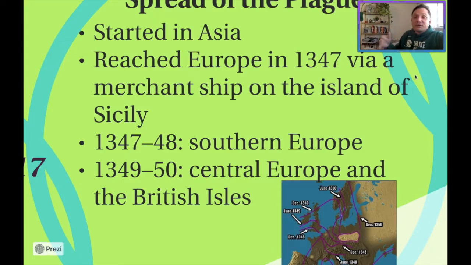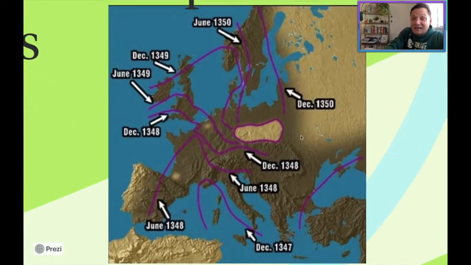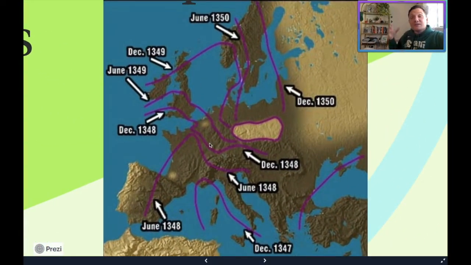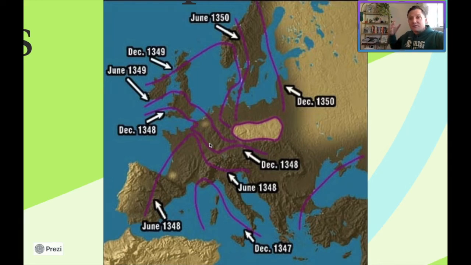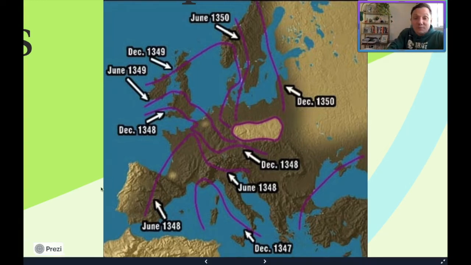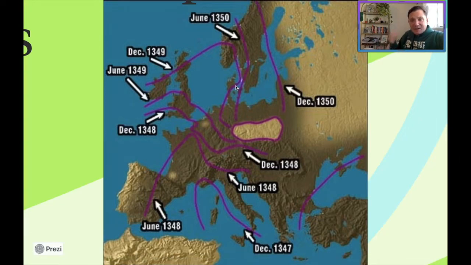And by 1347 to 1348, southern Europe is going to be infected with the plague. And by 1350, Central Europe and the British Isles is going to be fully hit, right? And again, why was it spread so quickly? Because remember, the High Middle Ages saw a return of trade, right? And with trade and the movement of boats and different things throughout the continent, you're going to see it spread very quickly.